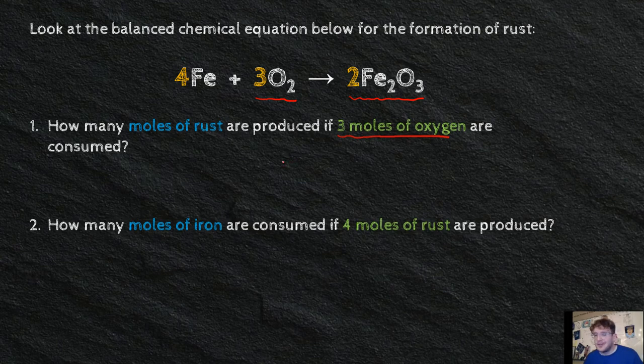Well, we actually don't have to do any work at all because the equation's already set up for us. We don't really have to do any math. If 3 moles of oxygen are consumed, how many moles of rust are formed? And the answer is just 2. For every 3 moles of oxygen consumed, you get out 2 moles of rust. So this is just 2 moles. The equation tells us that right off the bat. We don't need to do any work here. We don't need to do any converting, okay?